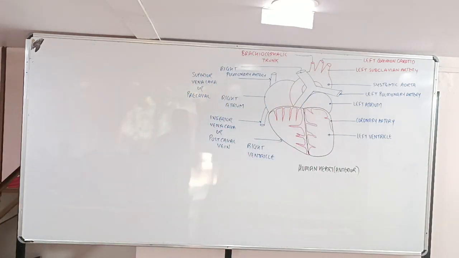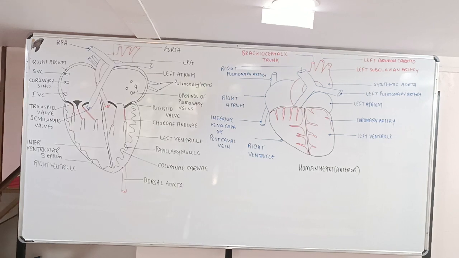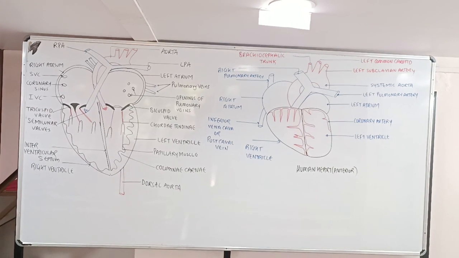Some of the blood vessels, like the 4 pulmonary veins, are not seen from the anterior side, that is the ventral side. They will be seen in which view? Posterior view. So finish the labelings over here. By tomorrow you should be clear with all these labelings. Chalo?